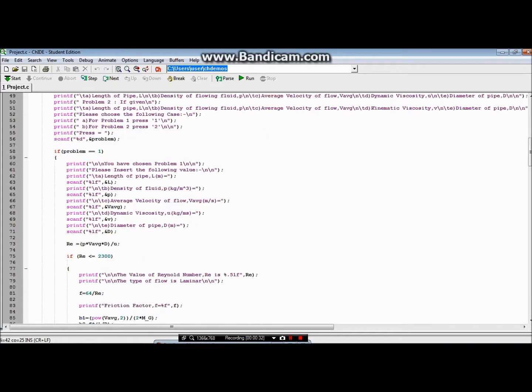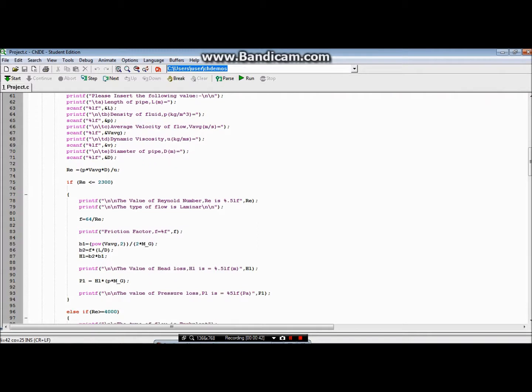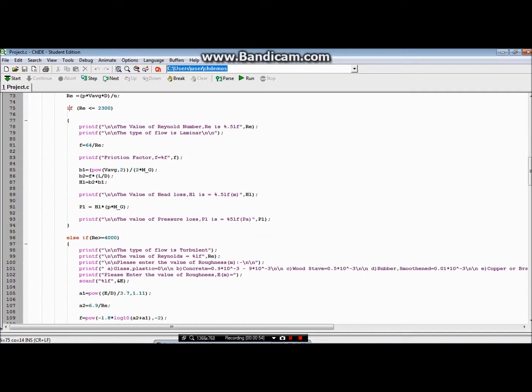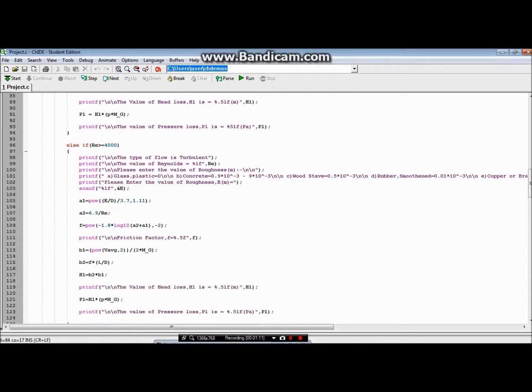of the pipe. If they choose problem number one, they have to insert the length, density, average velocity, dynamic viscosity, and also the diameter of the pipe. From there we use the if and else statement, which we studied in CO4 as the structure of the coding and also the looping. If the Reynolds number is less than 2300, we use printf and scanf for the friction factor and the formulas, where the power function we used in CO2, which is the math header file. After that, else if means more than 4000.